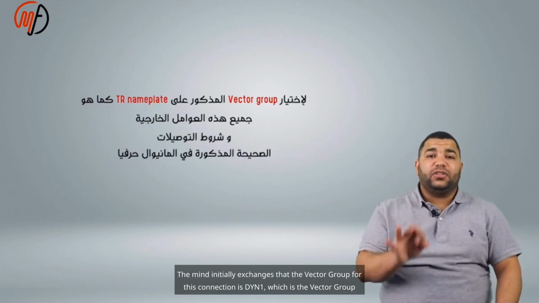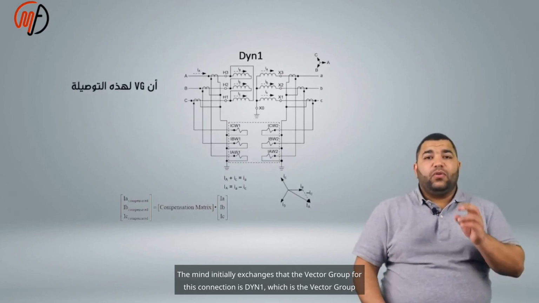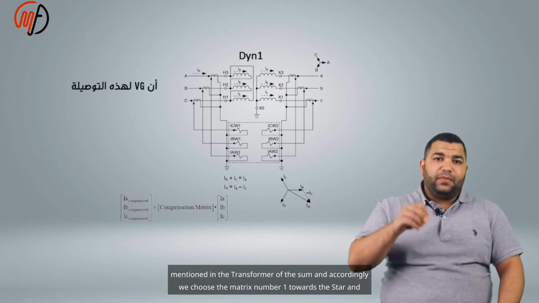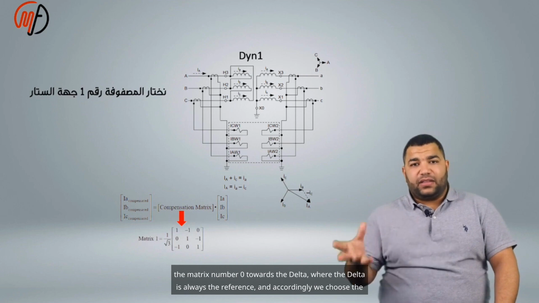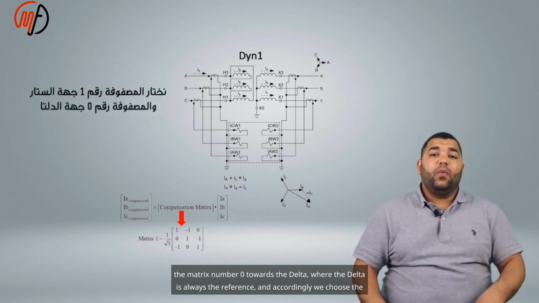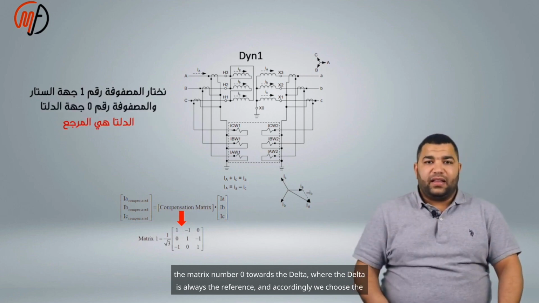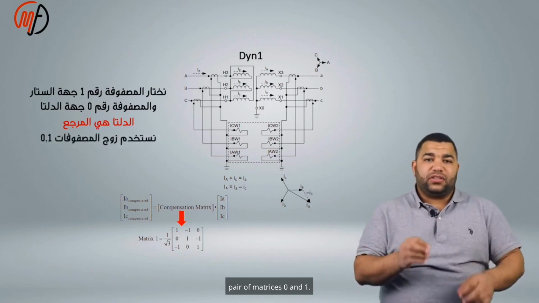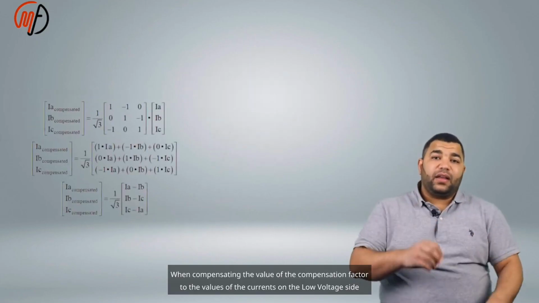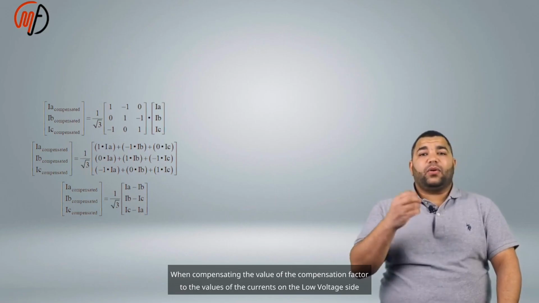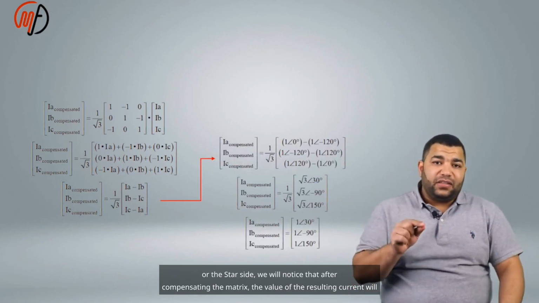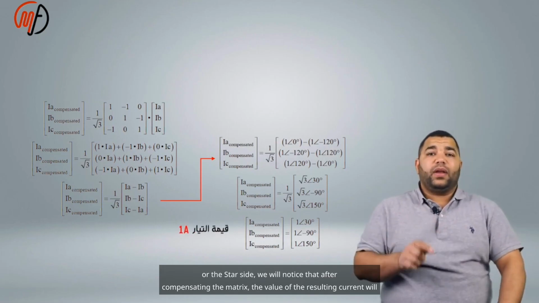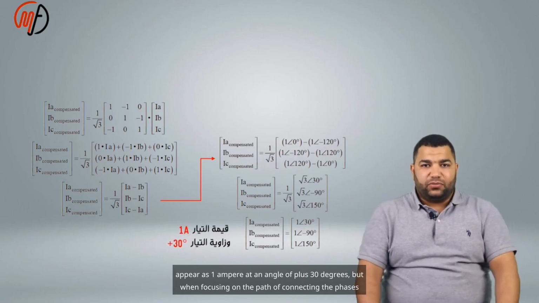We initially assume that the vector group for this connection is DYN1, which is the vector group mentioned in the transformer nameplate. Accordingly, we choose matrix number 1 toward the star and matrix number 0 toward the delta, where the delta is always the reference, so we choose the pair of matrices 0 and 1. When applying the compensation factor to the values of the currents on the low voltage side, or the star side, we will notice that after compensating the matrix, the resulting current will appear as 1 ampere at an angle of plus 30 degrees.